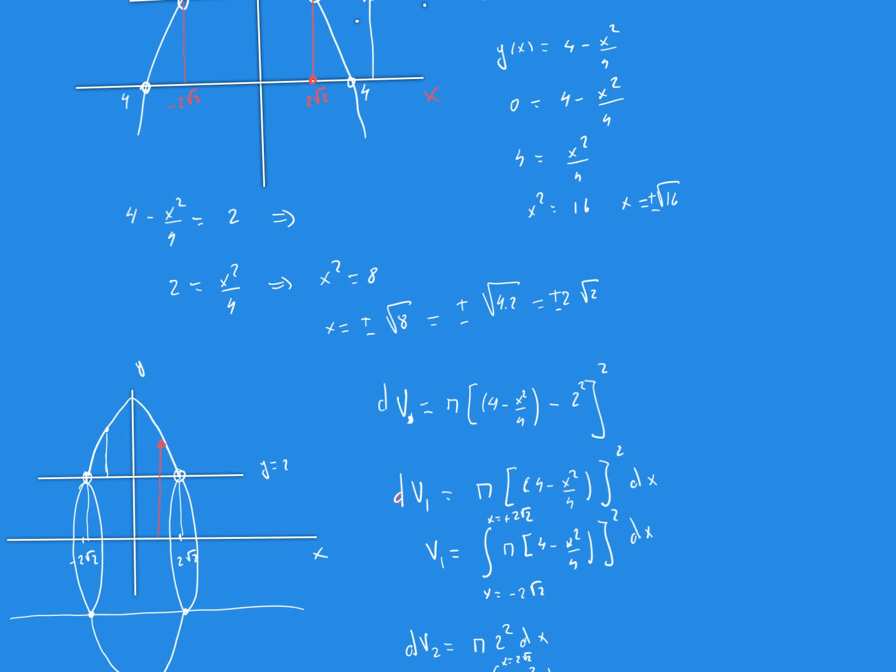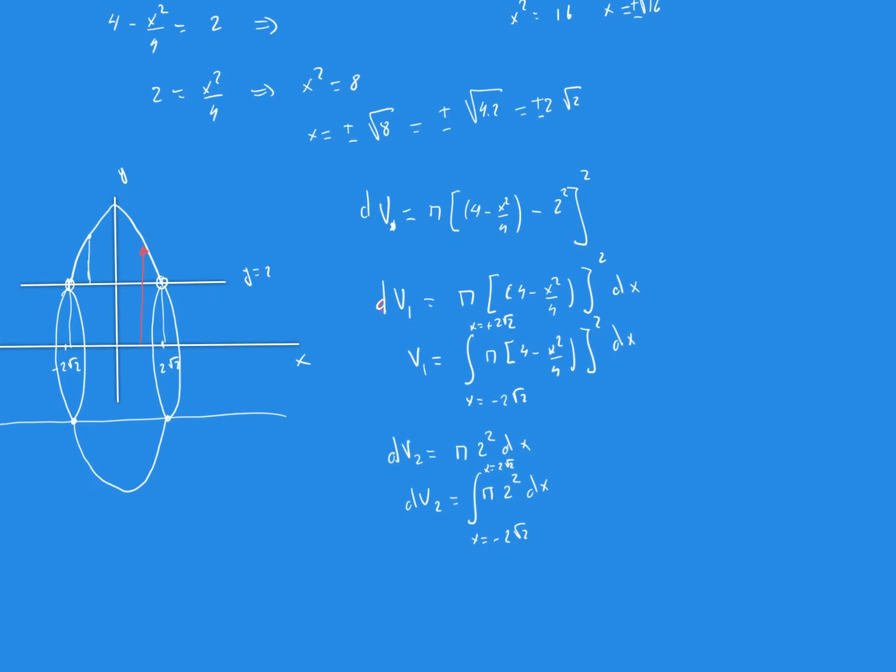And the graph of y equals 2, when I rotate it, generates a cylinder. So the volume of the cylinder is pi r squared times the height. The height is from minus 2 square root of 2 to 2 square root of 2, or 4 square root of 2, and the radius is 2, so the area is pi times 2 squared, which is 4 pi, multiplied by 4 square root of 2. Or, let's do it this way: the area of the cylinder's disk is pi times 2 squared, times dx.